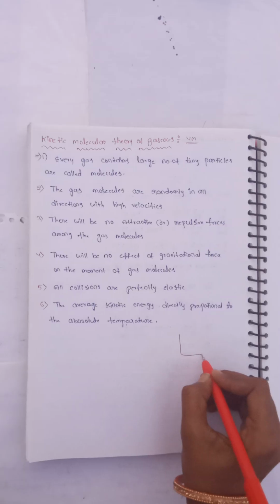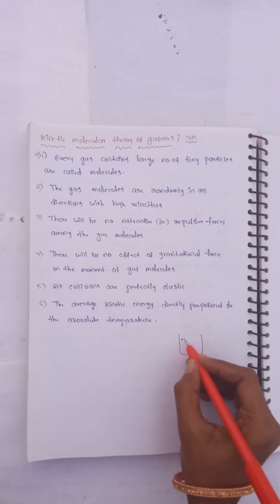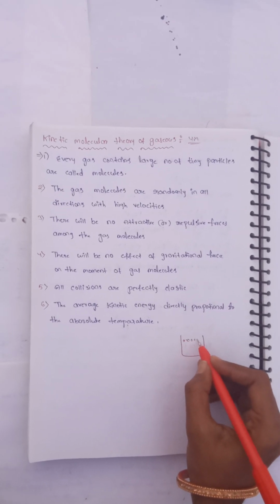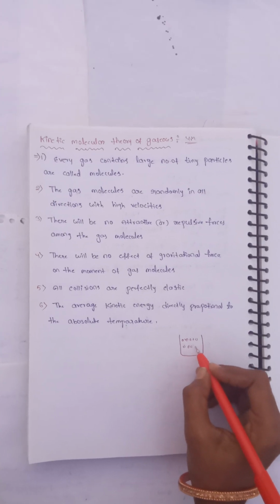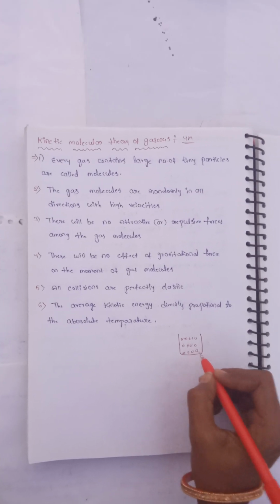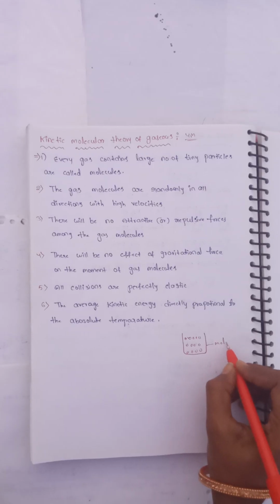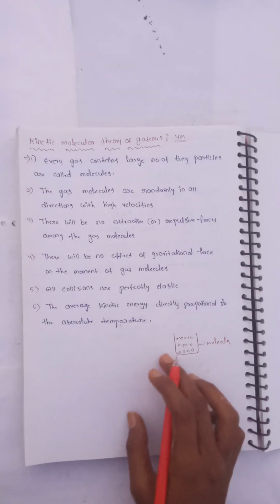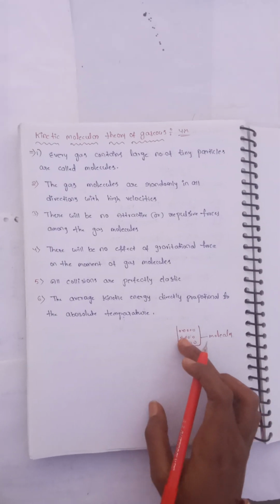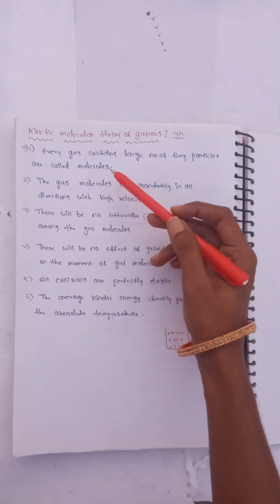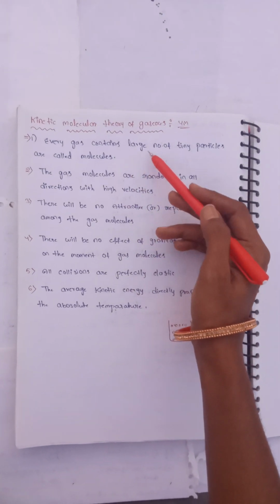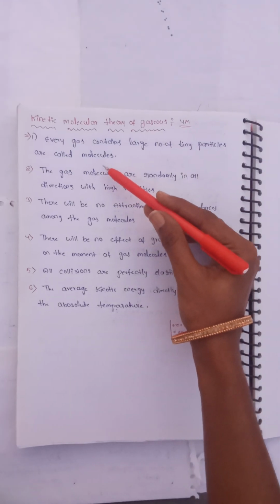So this is the one gas, and in this gas there are a number of molecules. This is the molecules in this beaker or gas. This is the tiny particle of molecule. So the first point is: every gas contains a large number of tiny particles called molecules.